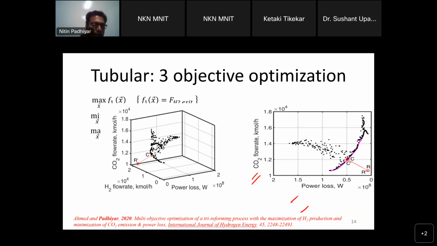As I mentioned earlier, this hydrogen production was conventionally done in a tubular reactor. But there is evidence that if we use a spherical reactor, we get even better production, and very little power loss. So we said, why don't we explicitly solve this design problem using a multi-objective problem? And that is what we did.